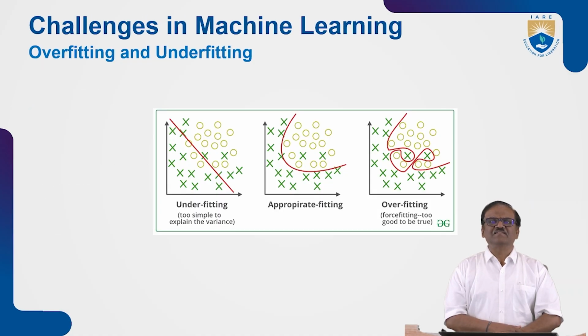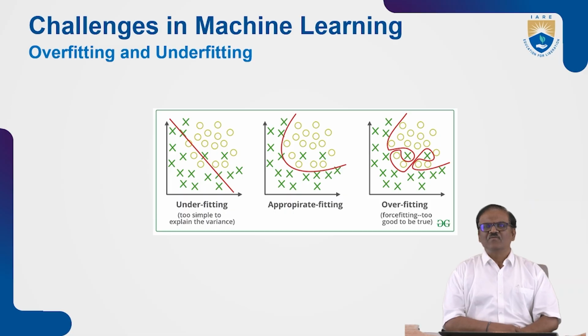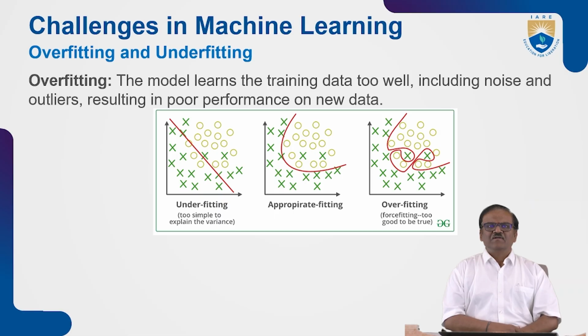There are certain challenges in machine learning: overfitting and underfitting. The diagram represents three cases where there is underfitting, overfitting, and appropriate fitting. Let us define what is overfitting and underfitting. Overfitting. The model learns the training data too well, including noise and outliers, resulting in poor performance on new data. So that we call overfitting. So overfitting, force fitting, too good to be true.